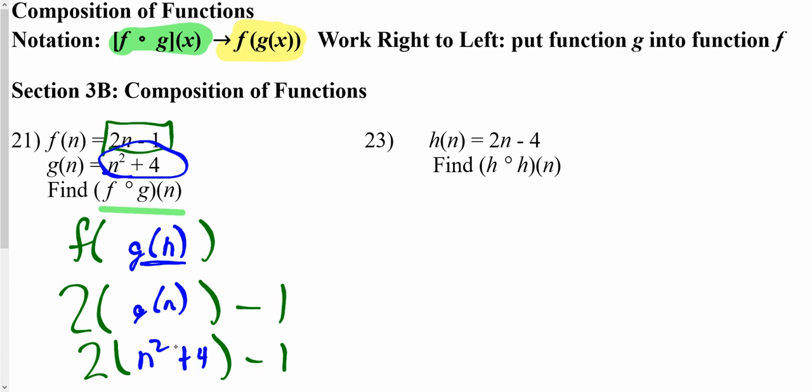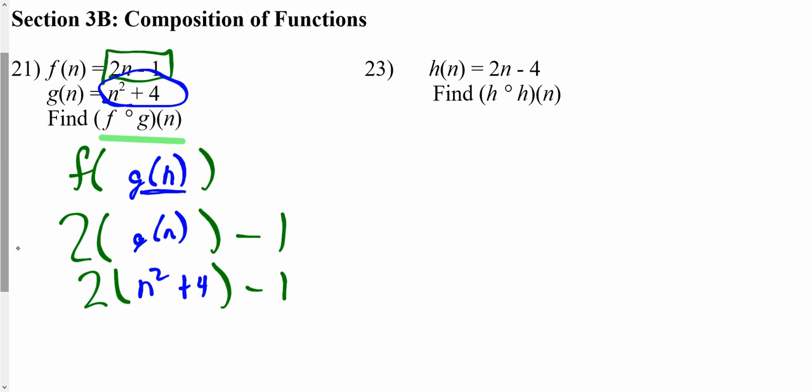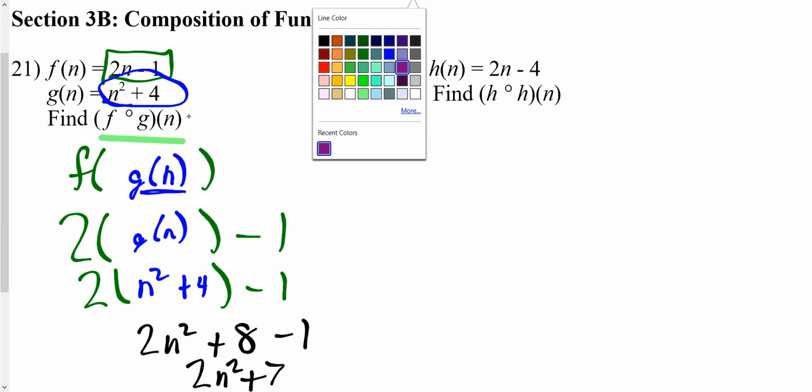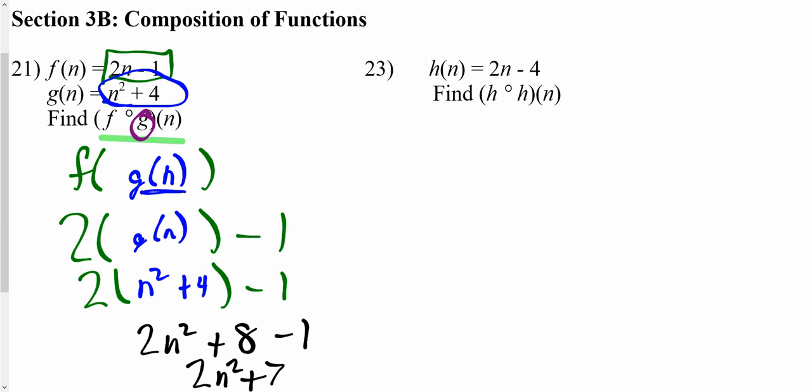And then we just have to simplify this. So I can go ahead and distribute through. I get 2n squared plus 2 times 4, which is 8, with a minus 1. Well, my 8 and minus 1 can go together. I get 2n squared plus 7, and that's all I would get. That's composition of functions. Basically, you're taking the second function right here, and it goes in as your input into the first function. So you're working from the right to the left.